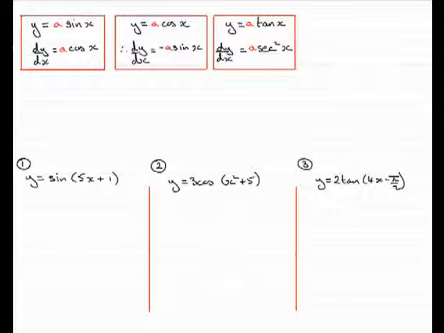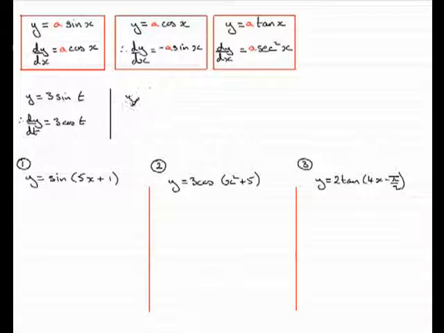So what does this mean? Well, let's just run through a few basic examples. Suppose we had y equals, say, 3 sine, not x this time, but another letter like t. y equals 3 sine t. We can't say dy dx anymore, we've got to say dy by dt. dy by dt would be equal to, according to this rule, 3 cos t. Okay, let's try another one.